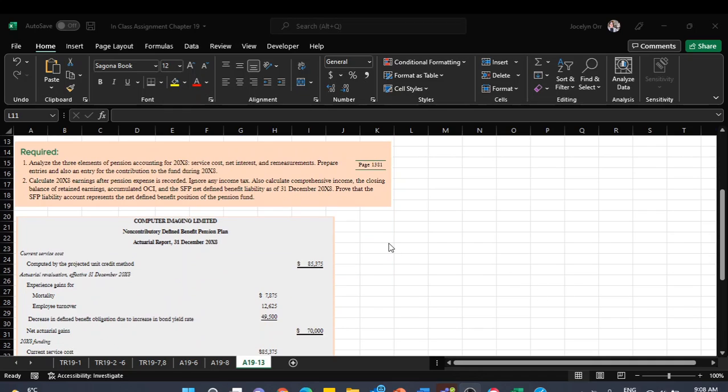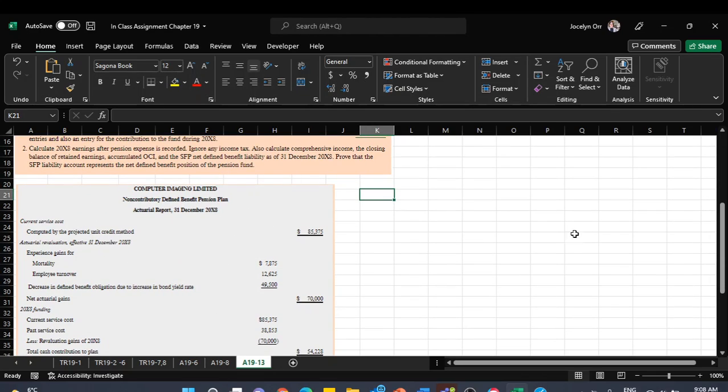Okay. So I'm actually going to do our requirements right here so that we have easier access to the numbers and hopefully a little bit less scrolling. But we start with requirement 1, which is going to be those journal entries for the three components. Okay, so our service cost, our net interest, and our revaluation, and then one for our contributions as well.